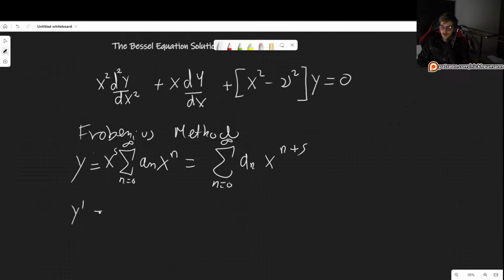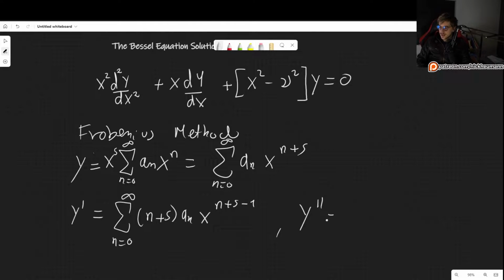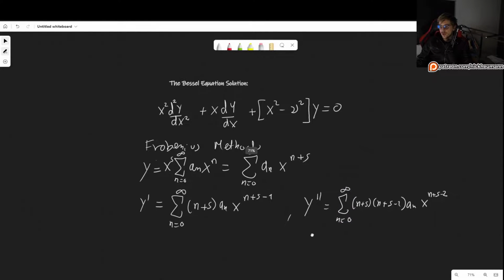So y prime, well, we simply derive each individual term. So n plus s comes down. So we get summation n equals 0 to infinity of (n plus s) an x to the n plus s minus 1. And the second derivative, now we get the exponent comes down once again. So we get (n plus s) and then (n plus s minus 1) an x to the n plus s minus 2. Okay, so now we have everything we need.